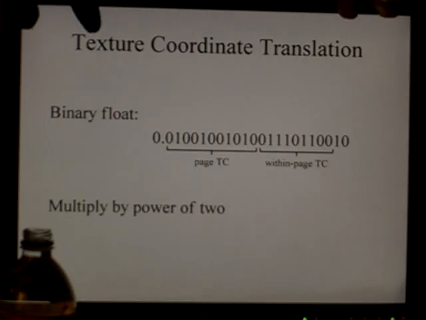Now, how do I pull those bits out in a pixel shader? It's very straightforward. If I multiply by the power of 2, I can slide that decimal point down until it's between the page and the within-page parts. And then if I use floor and fract, I can extract the part above the decimal place and the part below the decimal place.